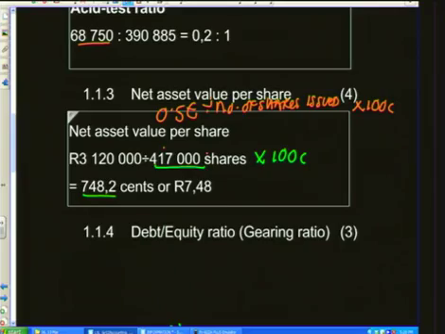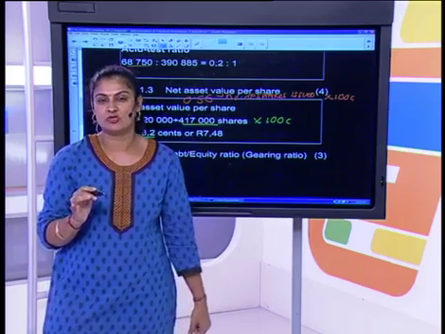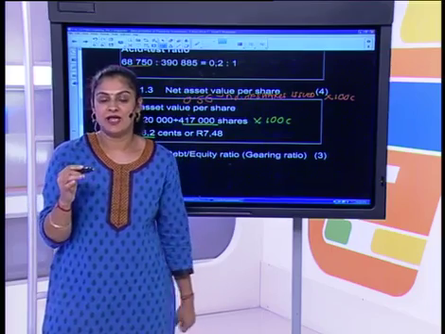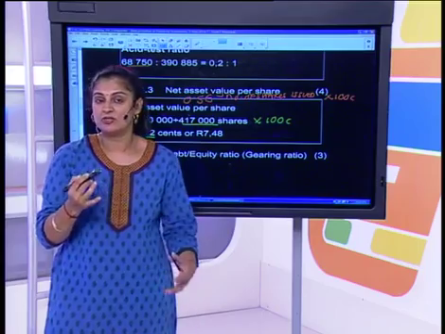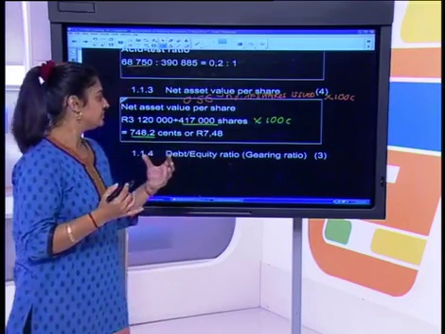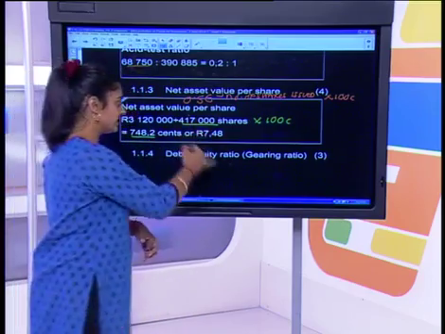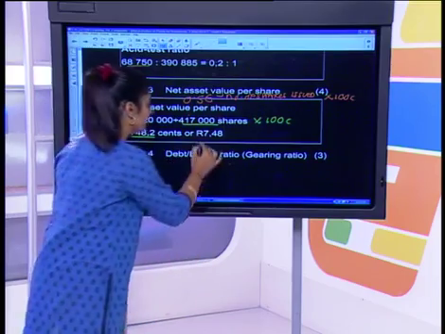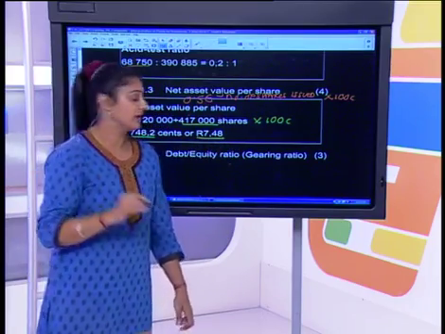Now, what do we mean by net asset value? An absolutely important ratio, guys. Net asset value tells you the worth of your shares. So in other words, if as a shareholder I want to sell my shares, I need to sell it at what the shares are worth. So currently the shares for this company are worth 7 Rand 48 cents. Okay, hope you guys are with me.